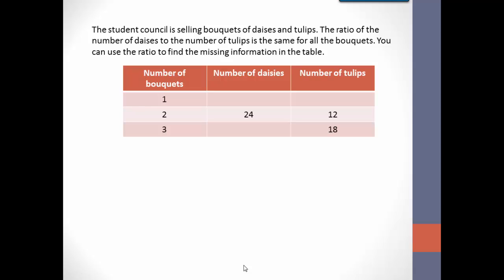A student council is selling bouquets of daisies and tulips. The ratio of the number of daisies to the number of tulips is the same for all bouquets. You can use the ratio to find the missing table information. Here we have the number of bouquets. We have the number of daisies and the number of tulips. If we look at 2 bouquets, we have 24 daisies and 12 tulips. So the ratio for 2 bouquets is 24 to 12.